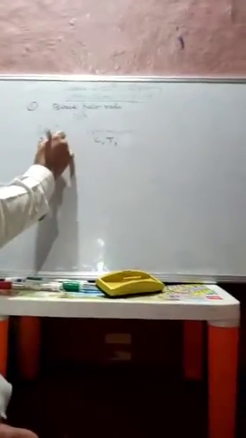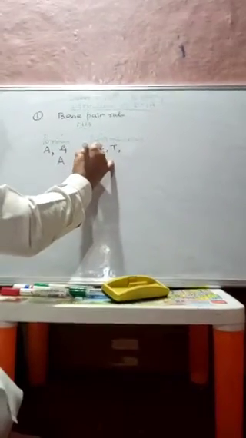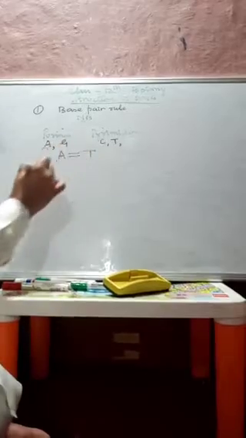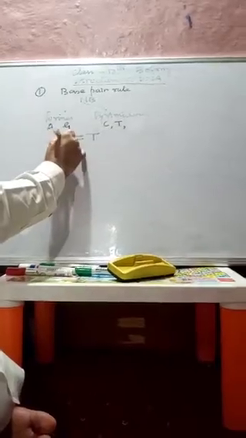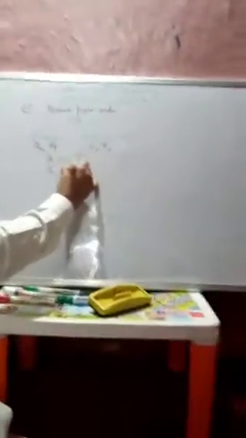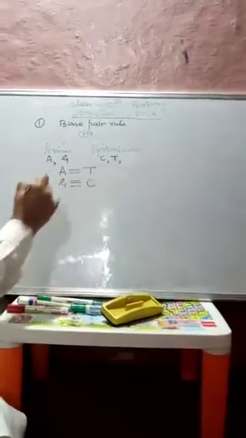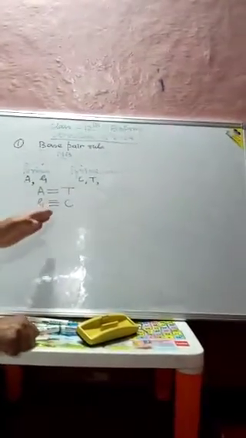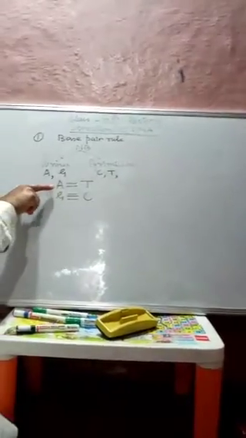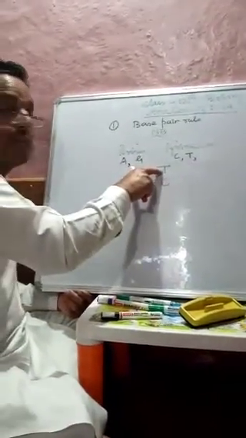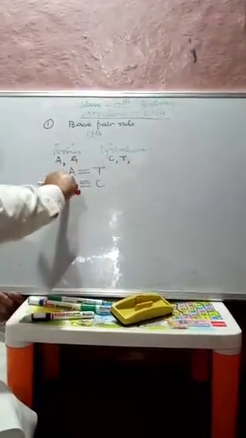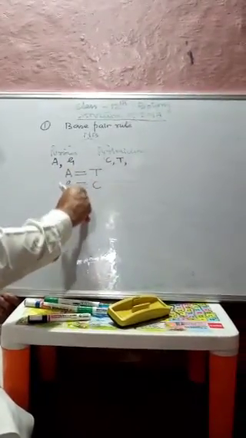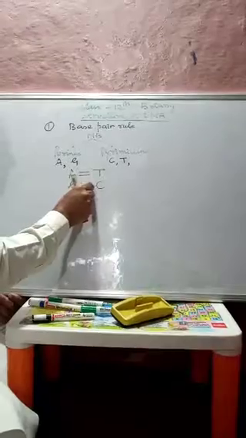Now, adenine pairs with thymine with the help of two bonds. These are hydrogen bonds, but these are weak bonds. And guanine pairs with cytosine with three weak bonds, and these are also hydrogen bonds. So adenine pairs with thymine with the help of two weak hydrogen bonds, and guanine pairs with cytosine with the help of three weak hydrogen bonds.